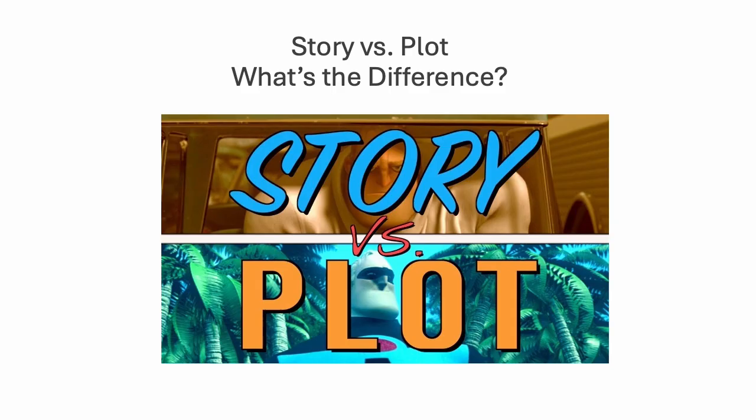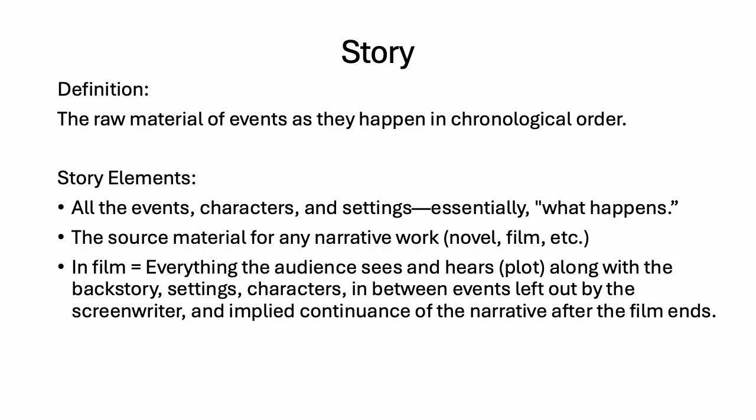Now, these two terms get confused and sometimes they're intertwined, and I'd like to take a moment now to clarify the difference between the two. Story is defined as all of the elements that make up a film. In film, this includes all of the things that we see and hear in a film, plus it includes the backstory and anything that may happen in between the scenes that we don't see the action, but we know that there's something that took place between those scenes. And then also the continuance of the narrative after fade out. And then also includes things like the characters and the settings.